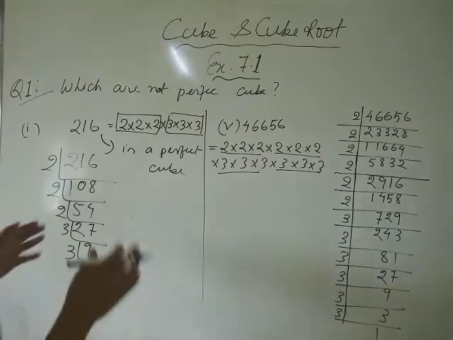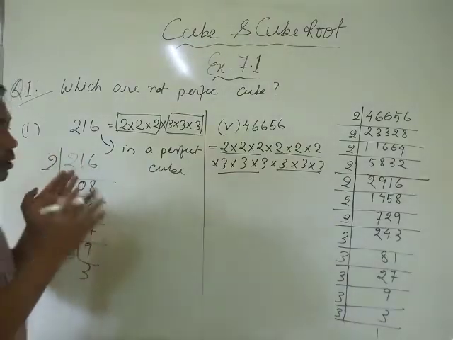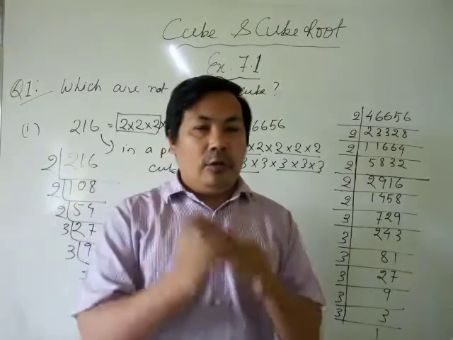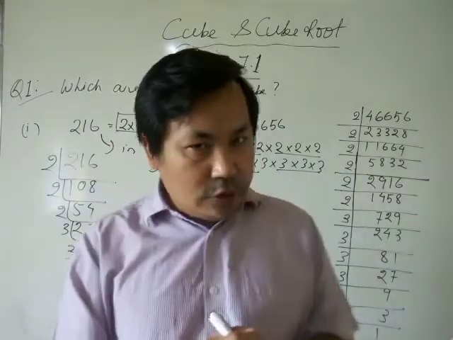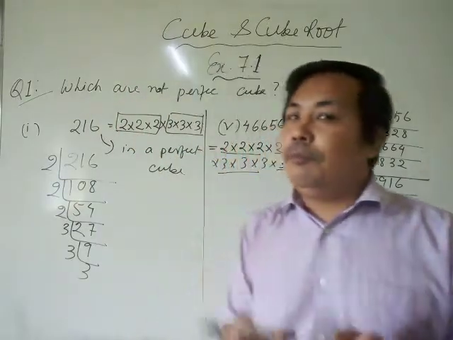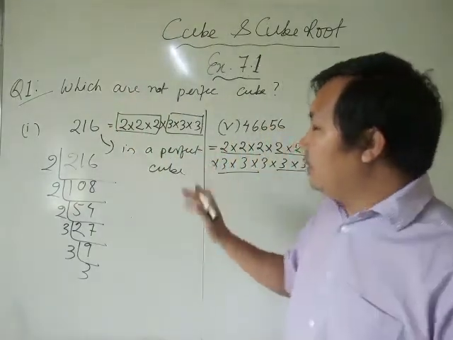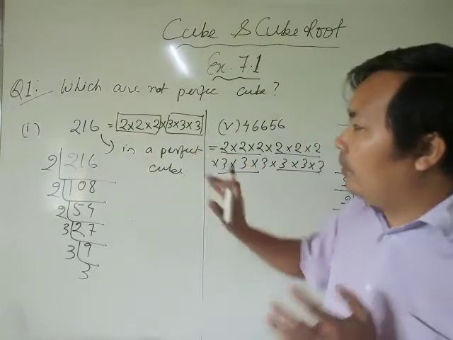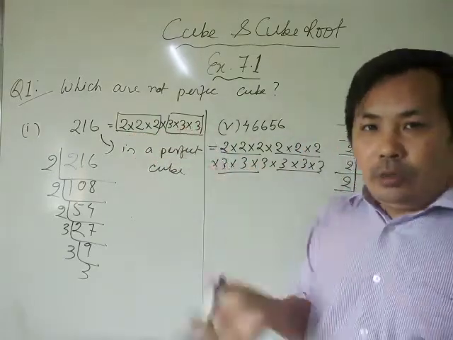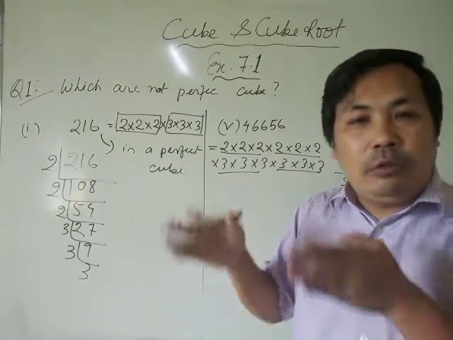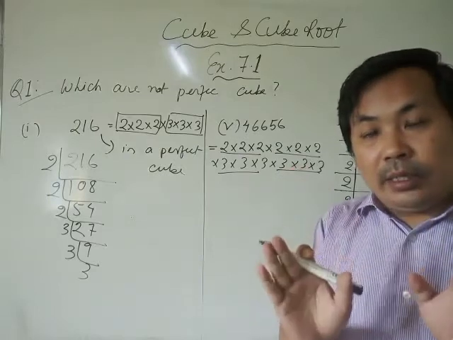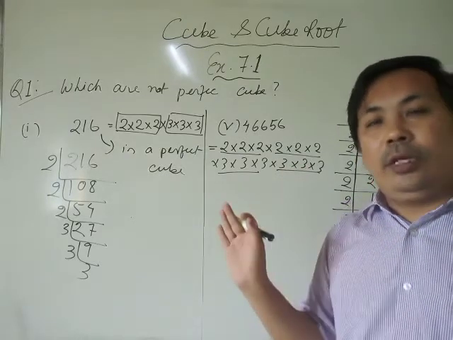So these are the answers of question number 1 and number 5. They are all perfect cubes. There will be one or two questions in question number 1 which may not be perfect cubes. Please find out. If the prime factors cannot be grouped in threes, and we find only 2 or only 1 which is not able to pair into a group of 3, then the number is not a perfect cube. That's all you have to find.